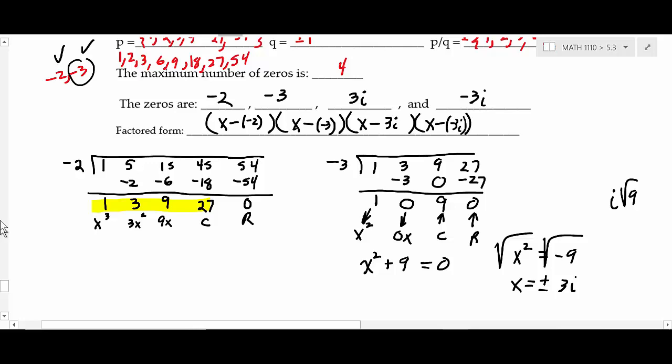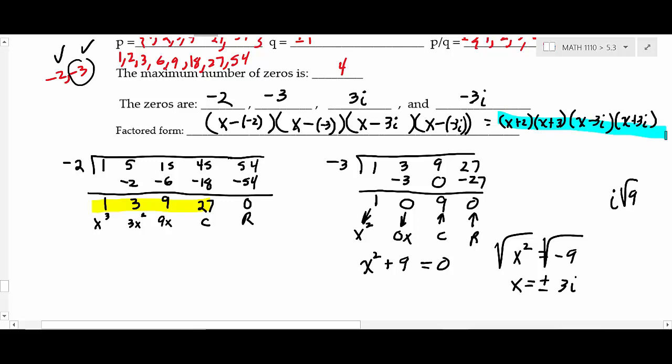Now you can change those signs in your head if you want to. I just like to show you how you start that out. So actually the final answer would end up just being x plus 2, x plus 3, x minus 3i, and then x plus 3i like that. Okay, so that would be your solution to your problem in your factored form. That's how that works out.